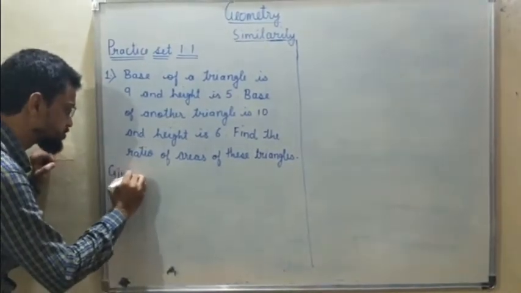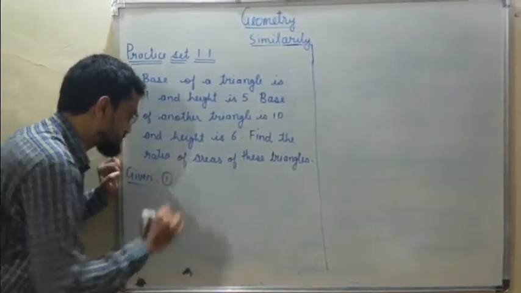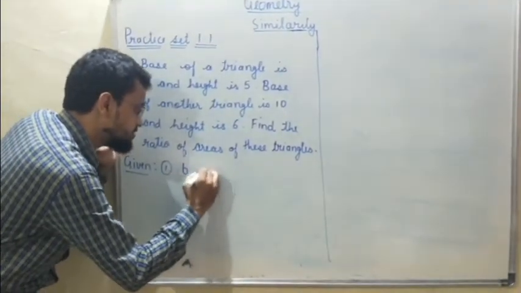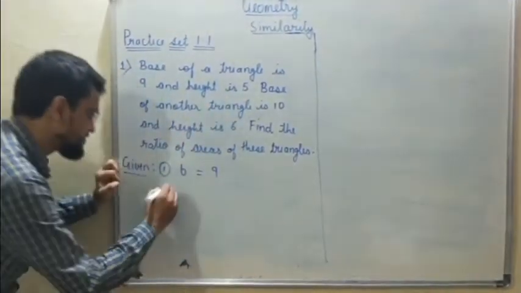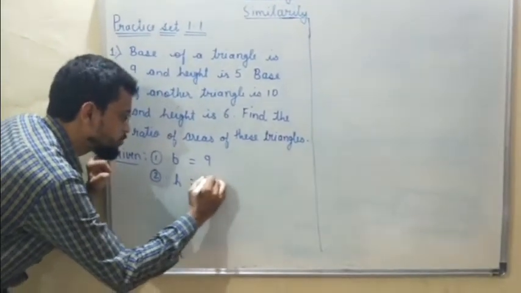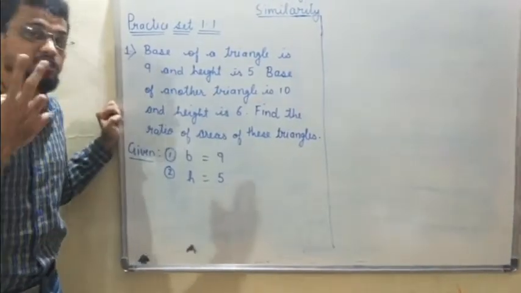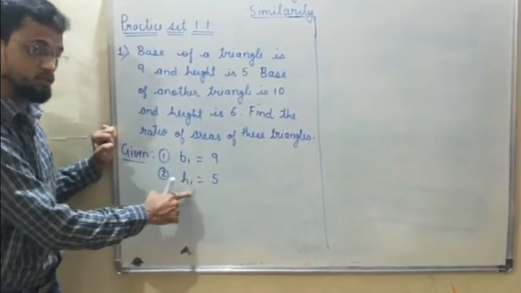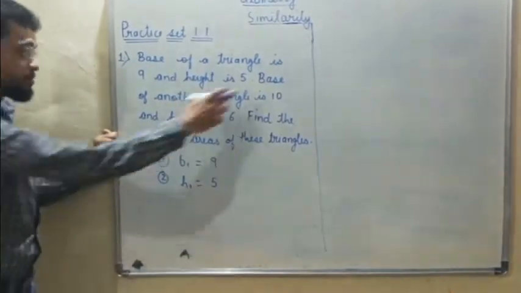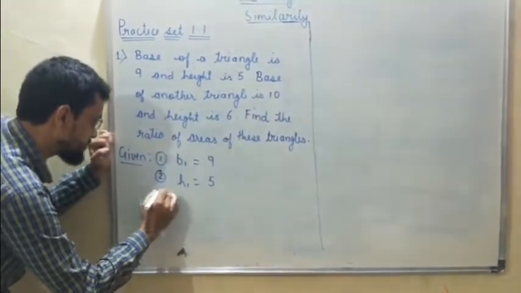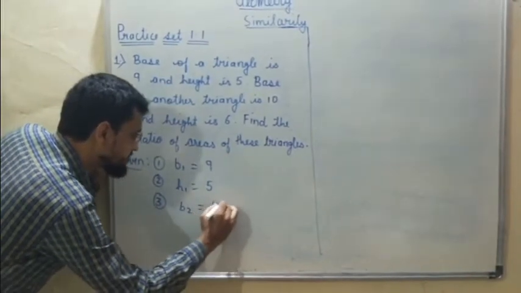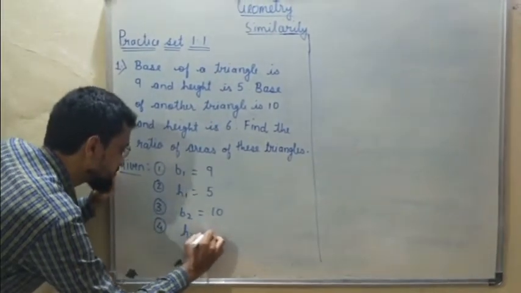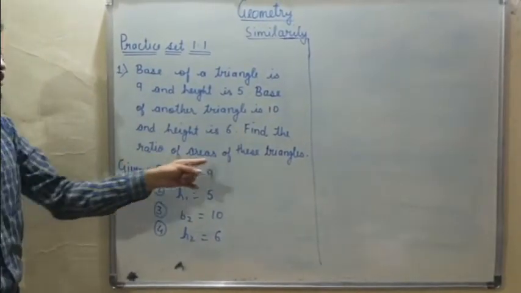write what is given in the question, point-wise. Now, base of a triangle is 9. Base is given as 9. And height is 5. Second point is height is 5. Base of another triangle. There are two triangles. So, we'll assume this as the first triangle. B1 is base of first triangle. H1 is height of first triangle. Base of another triangle is 10. So base of the second triangle is 10 and height is 6. Its height is 6.